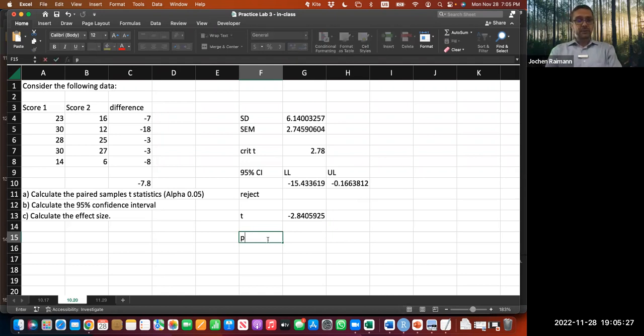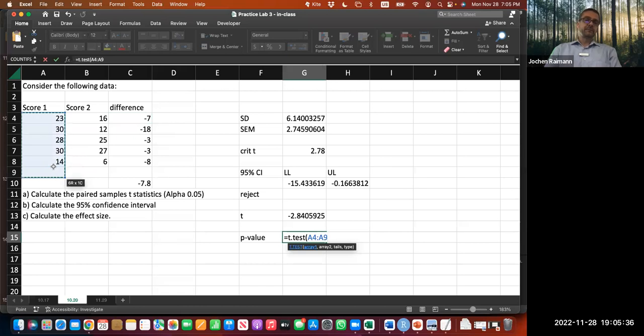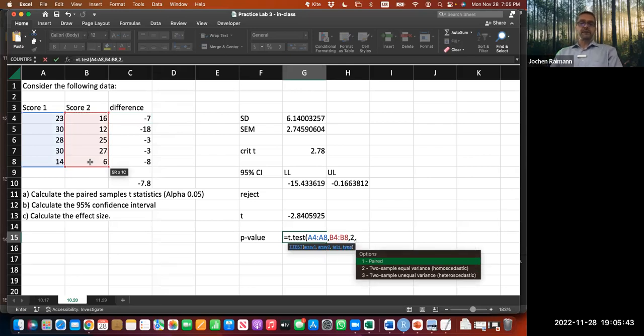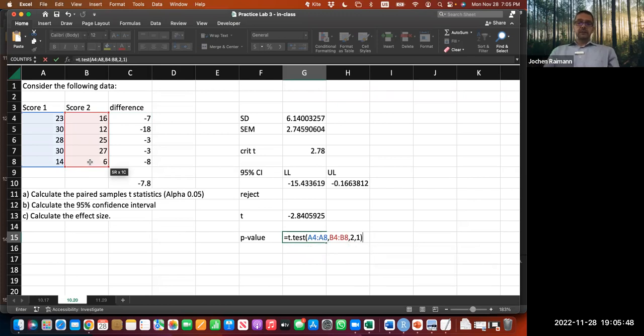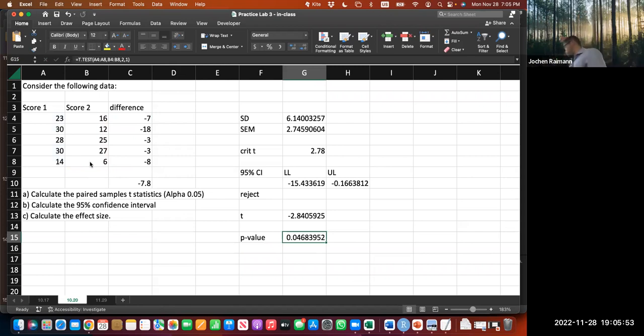We can now calculate the p-value by using T.TEST with array 1, comma, array 2, tails of 2, because it's a two-tailed test, and we have a paired sample t-test. That gets us a p-value of 0.046, which is 4.6%. It's smaller than the alpha level of 5%, which we're willing to accept.